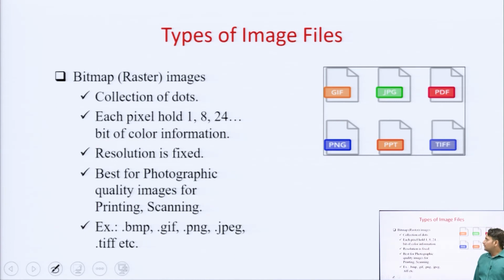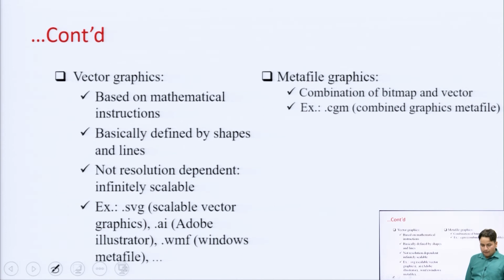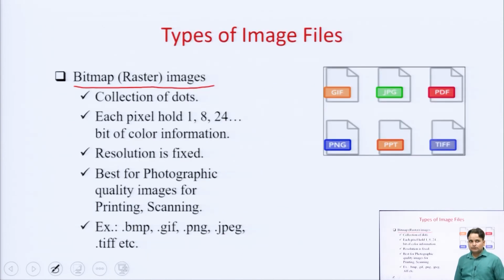Okay. Now, if we talk about another topic of the image introductory part, that is the types of image files, and here you can observe many files. So, basically, if you classify images by the property of the image, then we have two types. The first one is bitmap, that is called the raster image, and the other one is vector graphics. So, these two types of image we can observe.